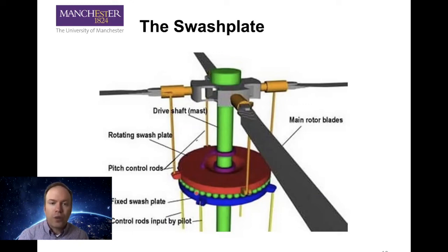If we move the whole swash plate up, it increases the pitch on all of the blades simultaneously, independent of where they are in their cycle. If we move the whole swash plate down, it does the opposite. So that allows us to go up and down.